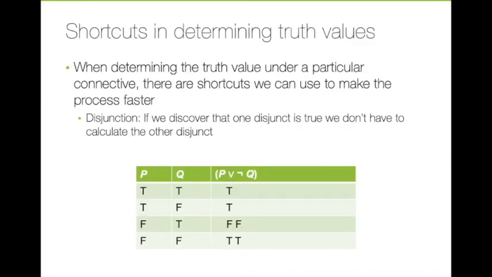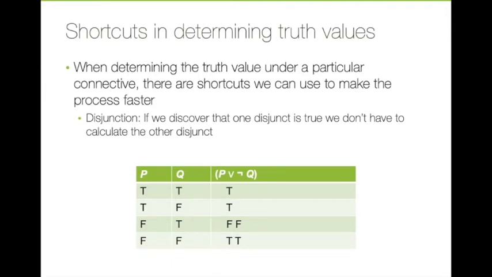So we'll look first at some shortcuts for the truth values of component sentences. When we determine the truth value under a particular connective, there are some shortcuts that we can use to make the process faster and reduce the number of steps involved in the whole truth table construction. So we'll go through three different connectives that allow us to shorten the procedure a bit. The first is with disjunction.